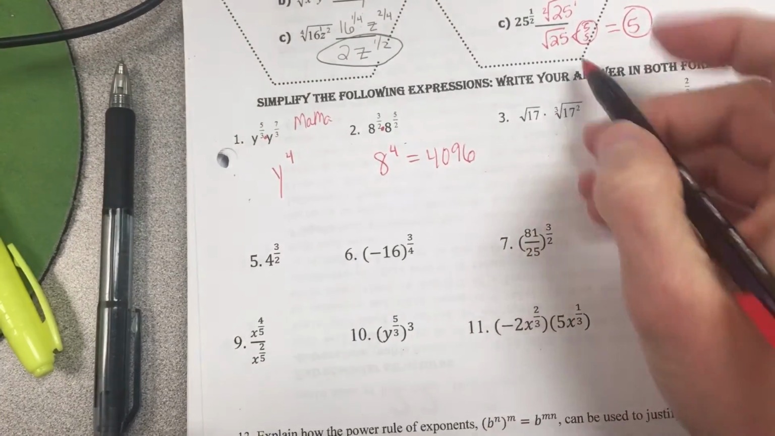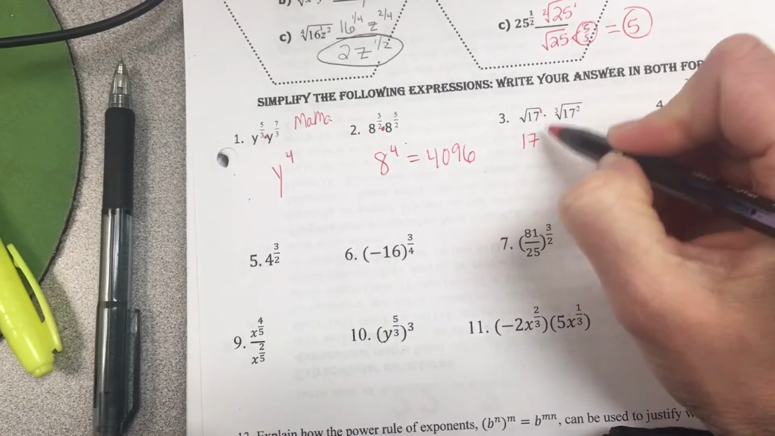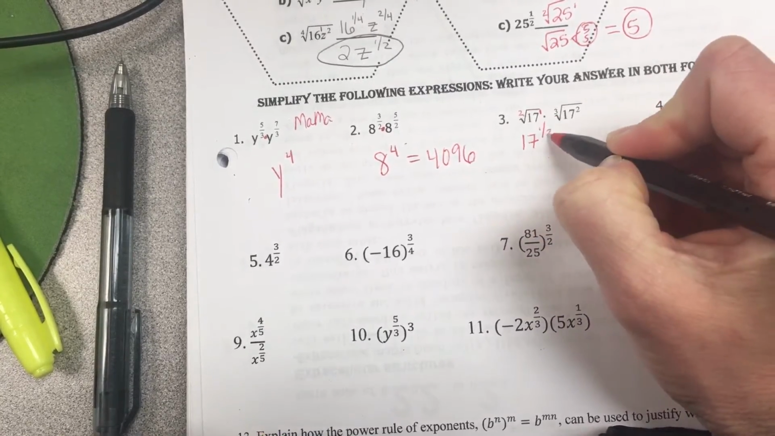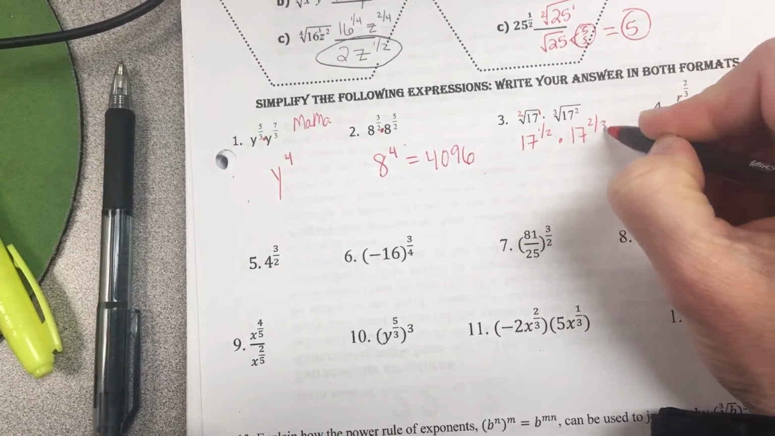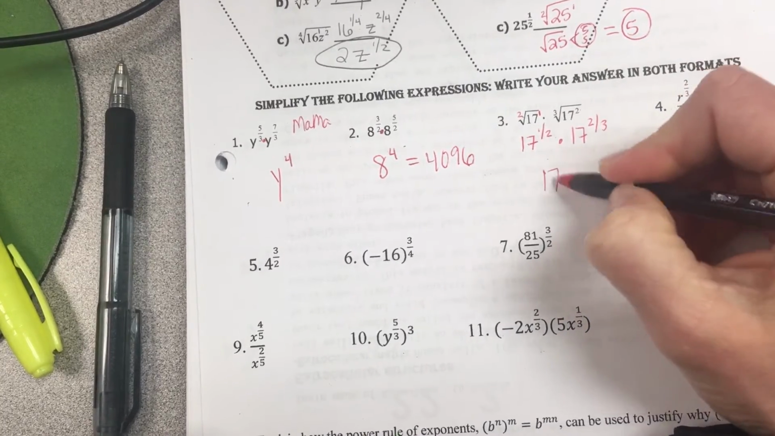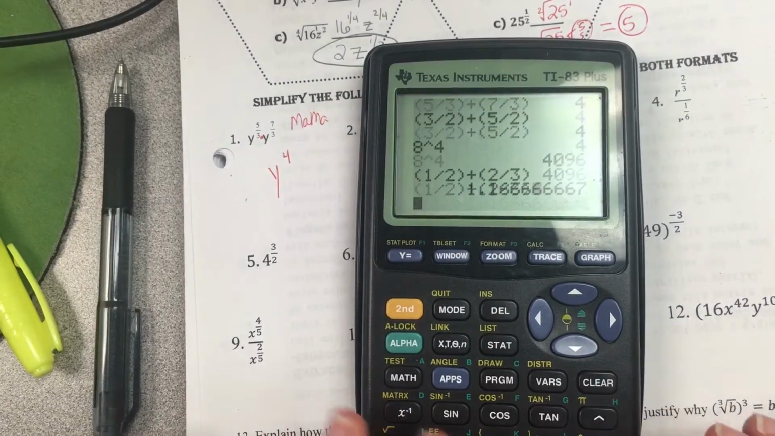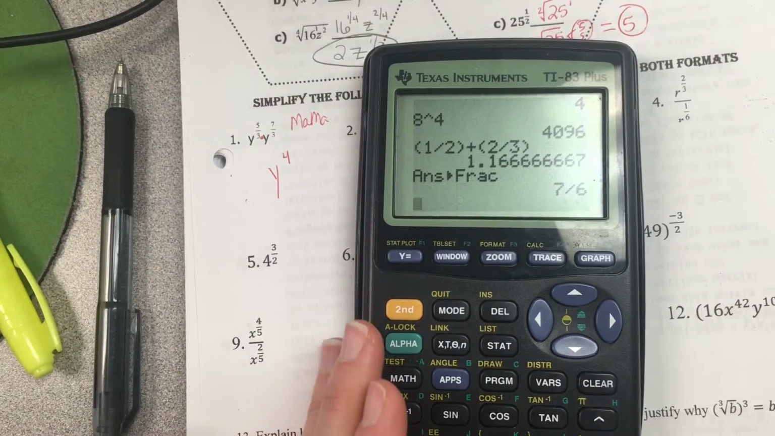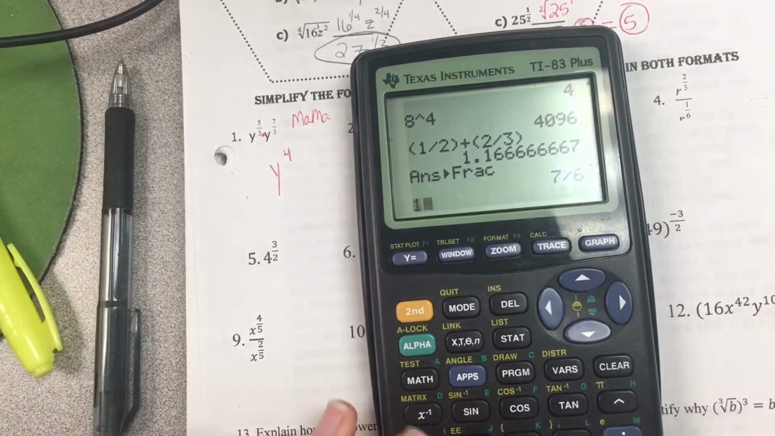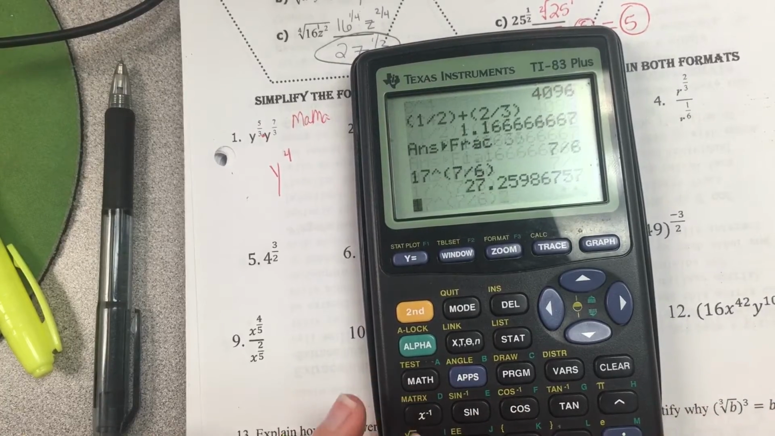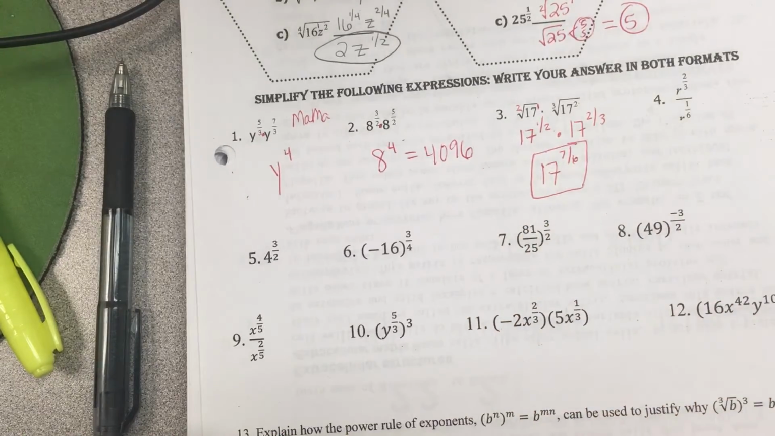All right, number 3, the best way to do this one is to rewrite it with an exponent. So this is 17 to the 1/2, times 17 to the 2 over 3. And so I'm going to add my exponents, 1/2 plus 2 over 3. Math, enter, enter, and you get 7 over 6. And now let me type that in, 17 to the 7 over 6. And I get an irrational number, so I'm going to leave my answer like that.